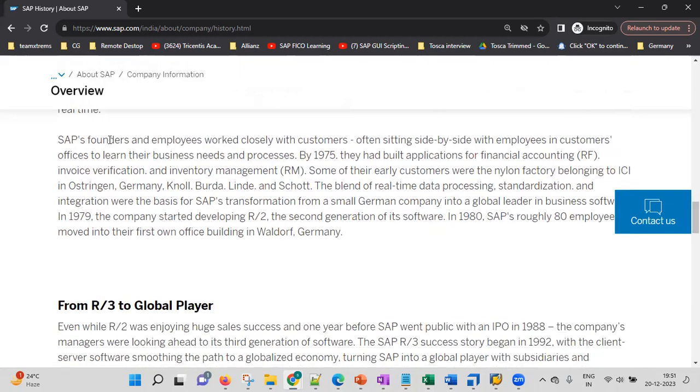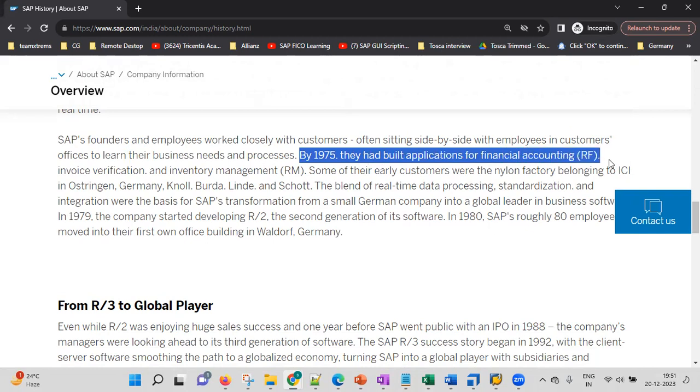SAP founders and employees worked closely with customers, often sitting side by side, and employees in the customer offices to learn their business needs and process. By 1975, they built application financial accounting.